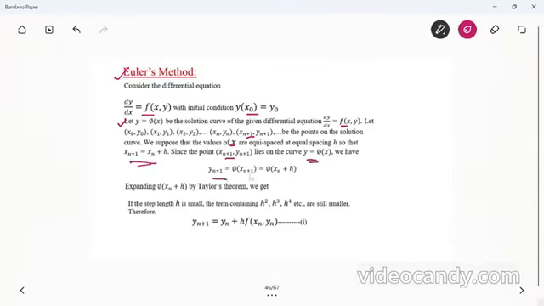Expanding phi(xn plus h) by Taylor's theorem, we get, in the step length, we can expand it. So yn+1 can be written as yn plus h f(xn,yn). The next term will be h squared by factorial 2 f'(xn,yn). The next term will be h cubed by factorial 3 f''(xn,yn), and so on. Since h is a step length and it will be very small, we will neglect the higher powers of h. Ultimately, we will get yn+1 equals yn plus h f(xn,yn). This is Euler's formula. Using this formula, we will solve some problems.